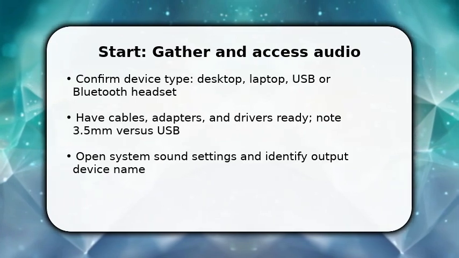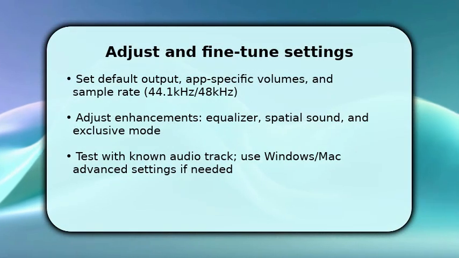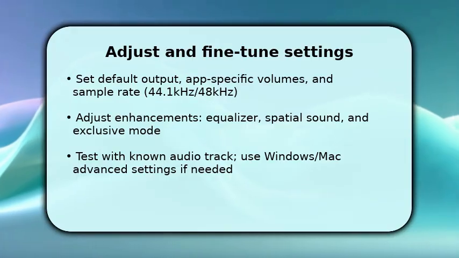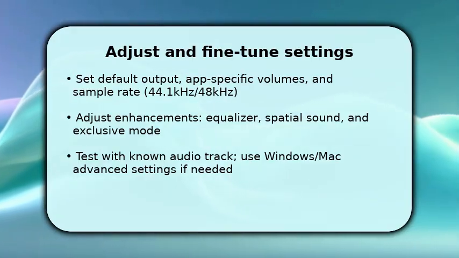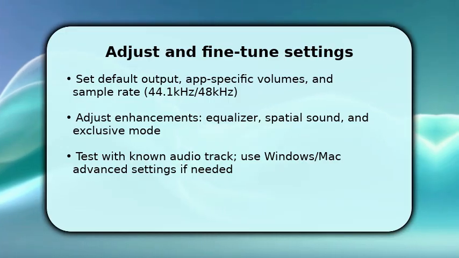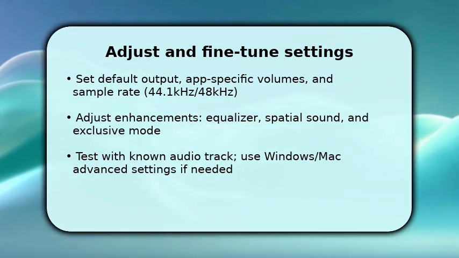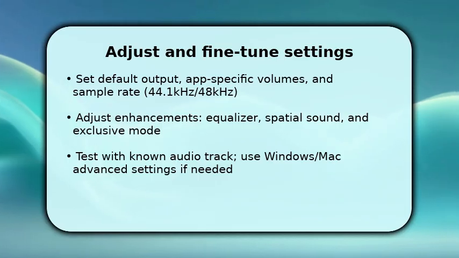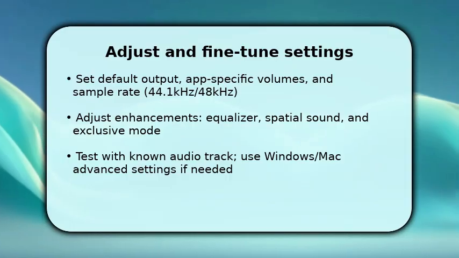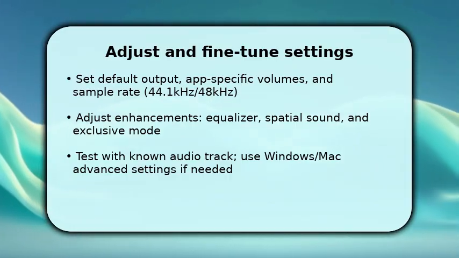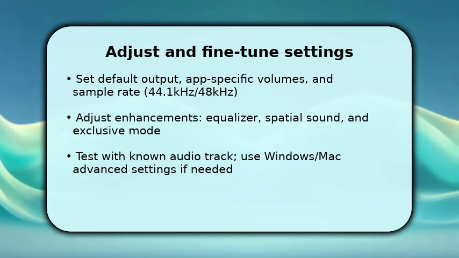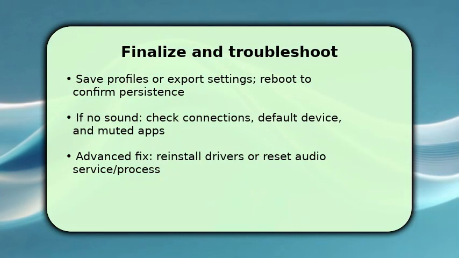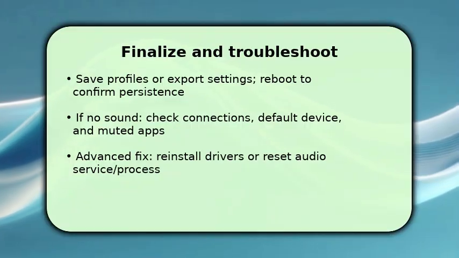Now you'll fine-tune sound quality and behavior. First, set the default output and then open per app volume to balance levels. This prevents one app from blasting audio. Next, adjust sample rate and bit depth, 44.1 kHz or 48 kHz are common, and toggle enhancements like equalizer or spatial sound to taste. Use exclusive mode only if required for low-latency apps. Once configured, play a familiar track to judge clarity and bass, and make small iterative changes. Finish by saving any profiles or exporting settings so you can restore them later, and reboot to confirm everything persists.